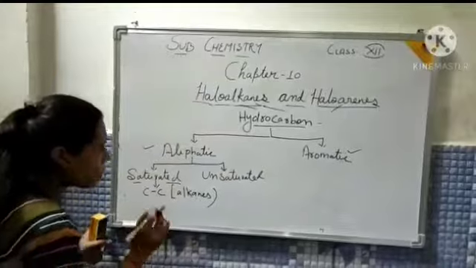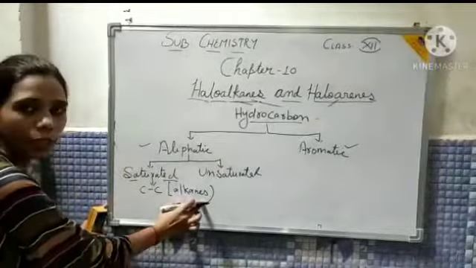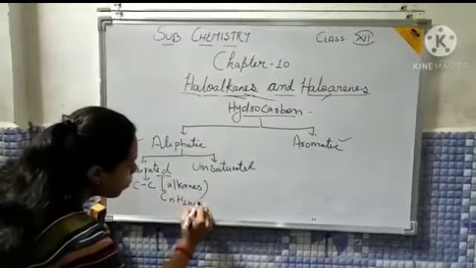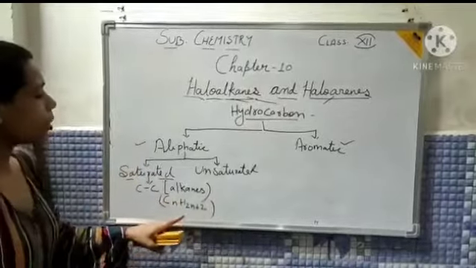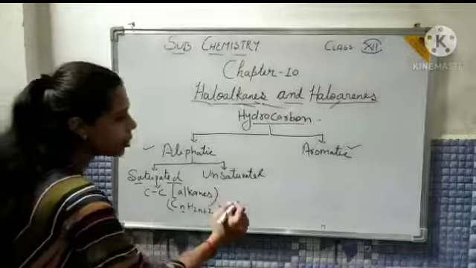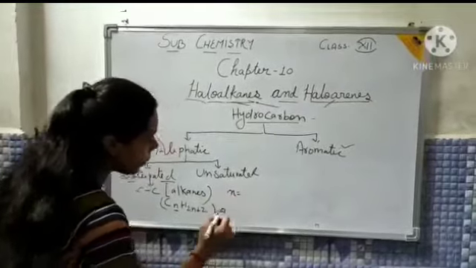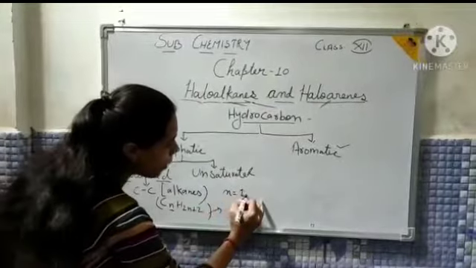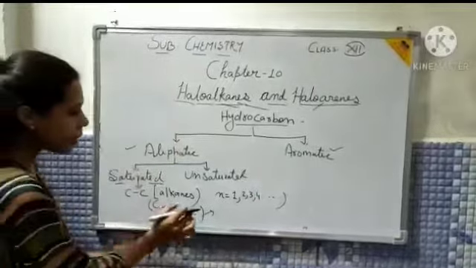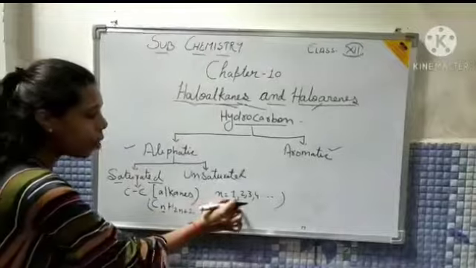Now I am taking a very simple example. The general formula to represent the alkane is CnH2n+2. This is the general formula to represent the alkane. Now what is n, students? I will discuss the unsaturated ones afterward. Now n can be 1, 2, 3, 4, and so on. This n is the number of carbons. You have to put the value of n.